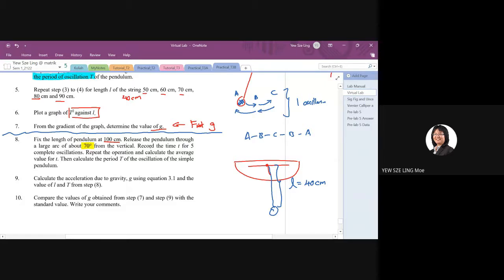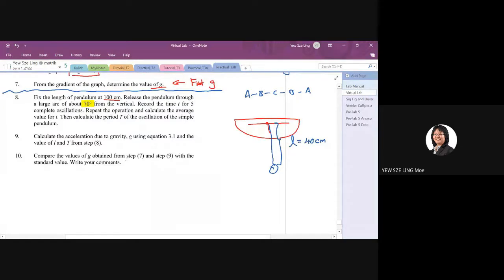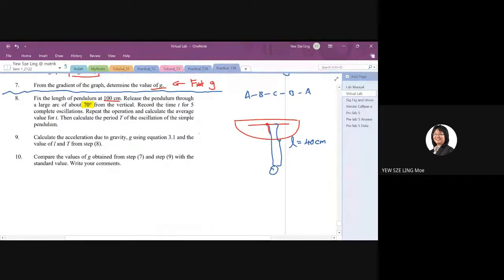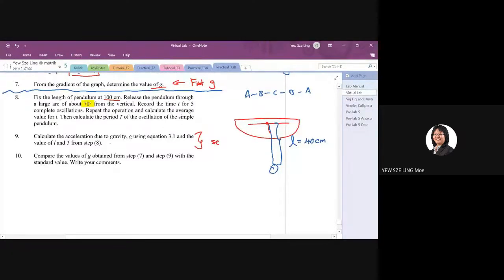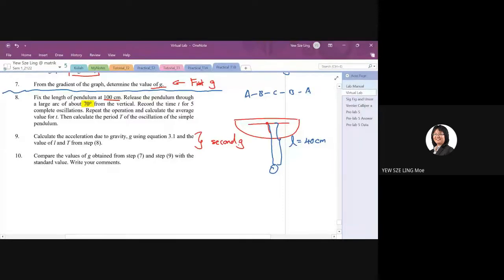Again, you calculate the period. But in this second part of the experiment, you don't need a graph anymore, because you just have one length and one time, one period. Straight away, you calculate it by using the equation from 3.1. So this is your second g, second acceleration due to gravity. Which means you have two different g that you obtain from the experiment.